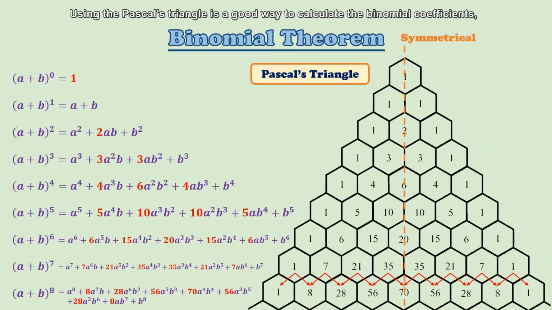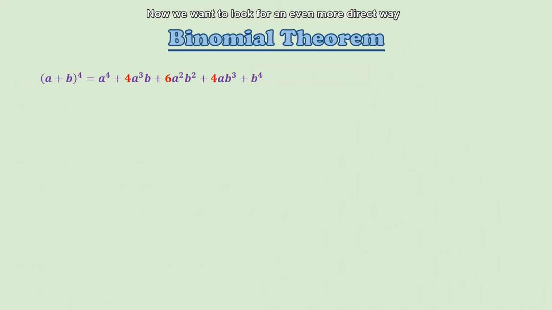Using the Pascal's triangle is a good way to calculate the binomial coefficients, but it is still quite time-consuming if the power is very large. Now we want to look for an even more direct way to calculate the binomial coefficients. Let's take a look at (a+b)^4 as an example and see how we can calculate the coefficients of 4, 6, and 4 in a more direct way.